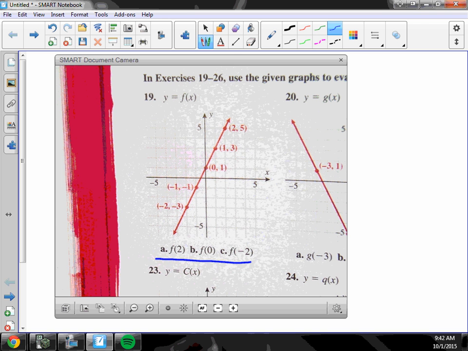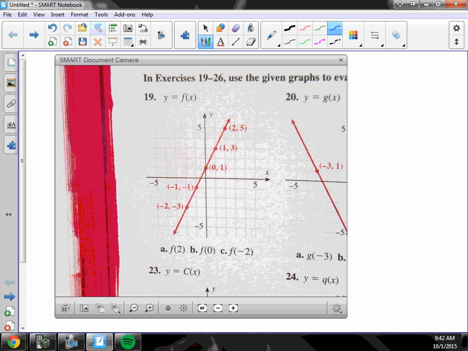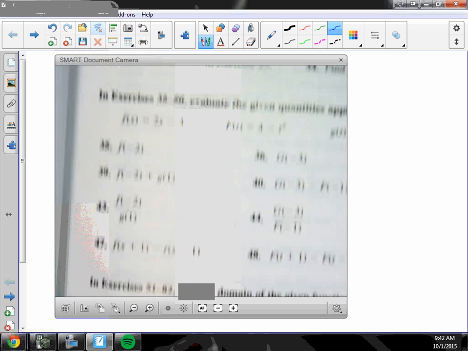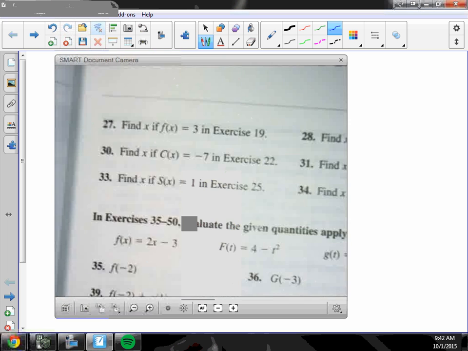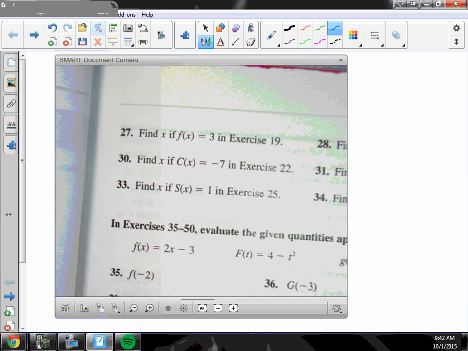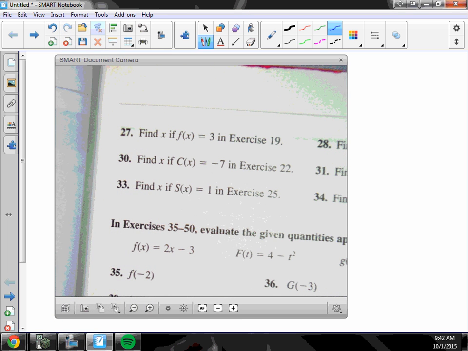Negative 3. Okay, and then we can go down to where it actually has equations. So like 27. Oh, it's the same thing. So 27 just refers back to the graphs on the previous page. Okay, easy enough? Okay, good luck.